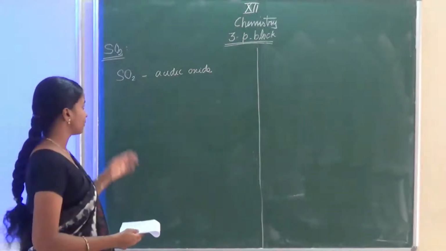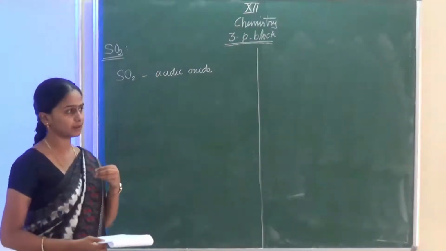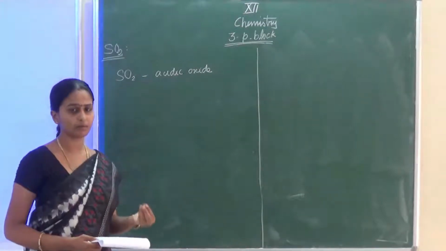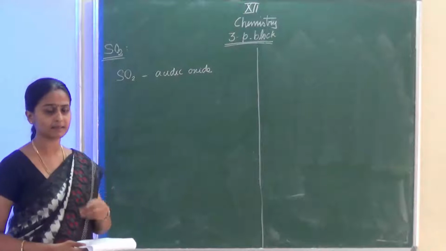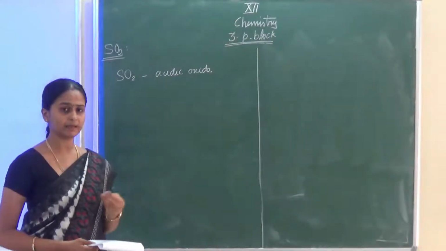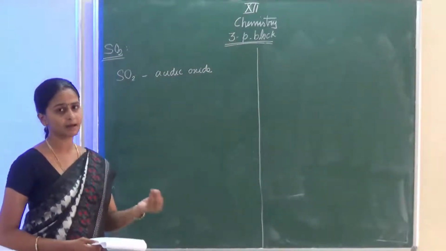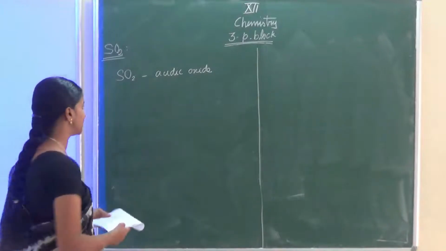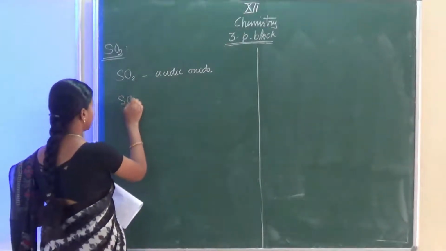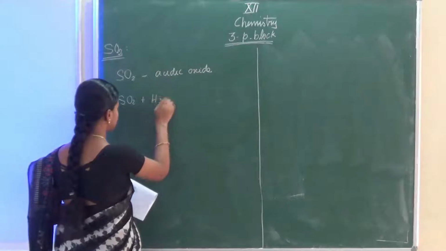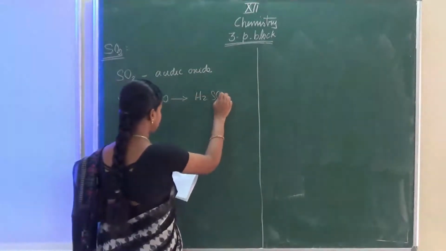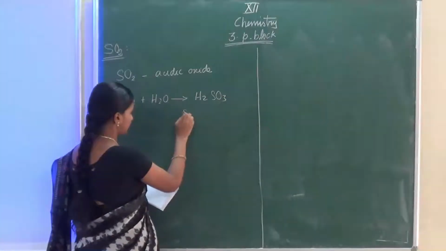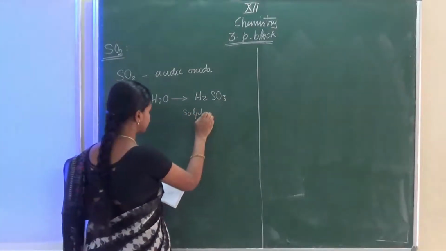That means if we treat some compound in water and it acts as an acid, it is releasing H+. Then we say the particular compound is acidic in nature. In the same way, when SO2 is treated with water, H2O, it produces H2SO3. The name of this compound is sulfurous acid.